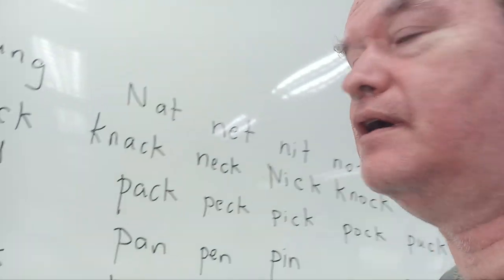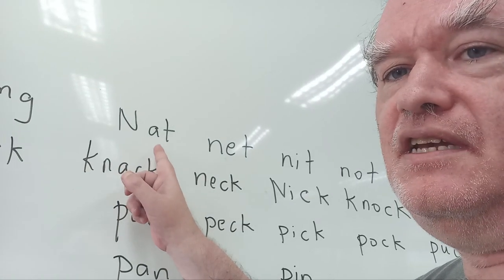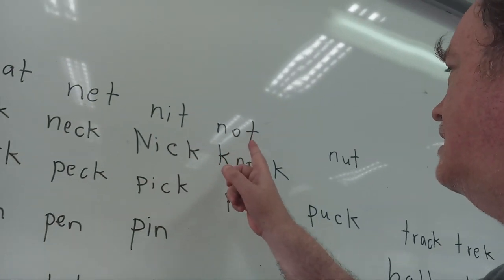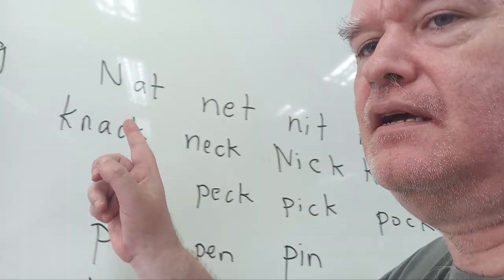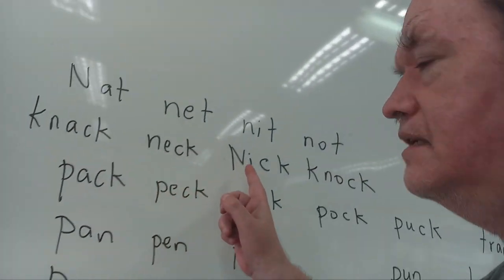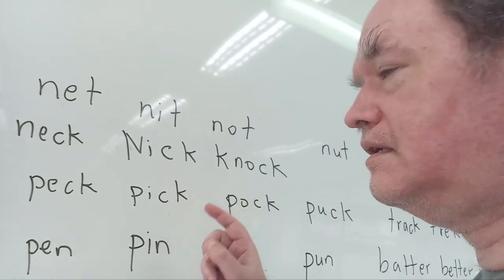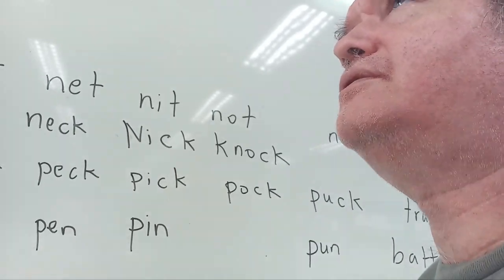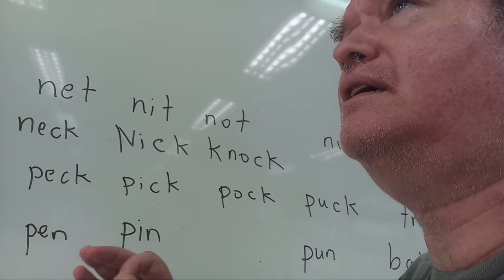And there's more. There's Nat, as in Natalie or Natasha. Nat, knit, not, nut. Knack, neck, nick, knock. Nick is, of course, another name. Nick is also a noun, right? As in a nick in time.